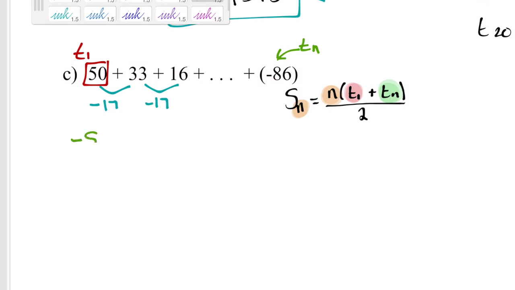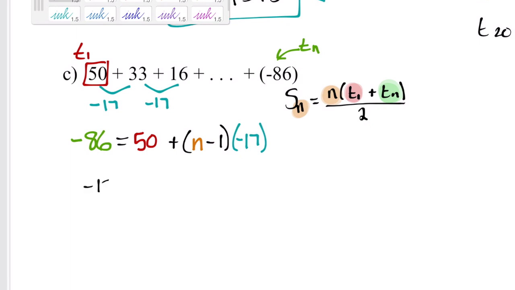So instead of t sub n, I'm going to put negative 86. I know that's the term I'm looking at. And then 50 plus, I don't know what term number it is, so I'm just going to leave an n there. And then I know my common difference is negative 17. So then I can subtract my 50 over. So whenever I do that subtraction, I end up with negative 136 equal to n minus 1 times negative 17.